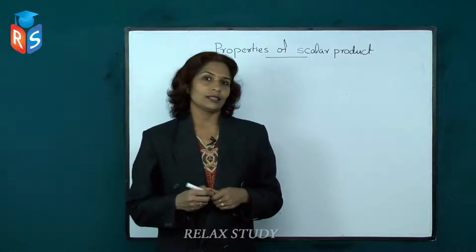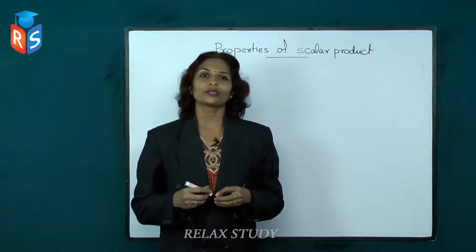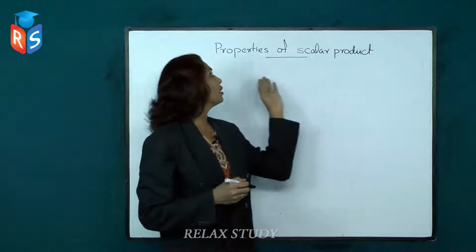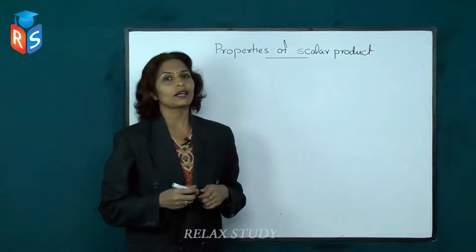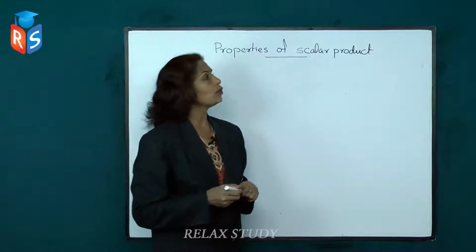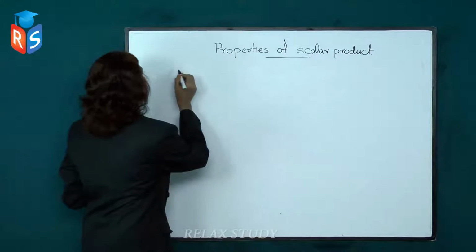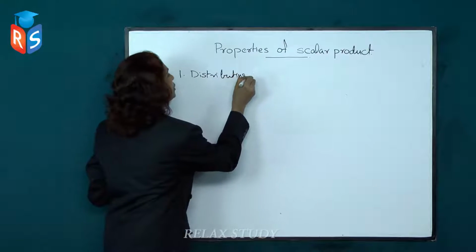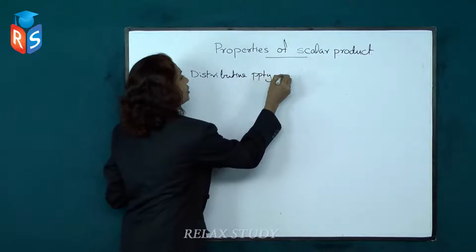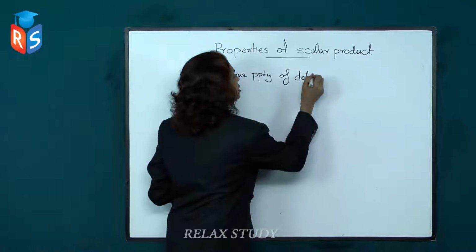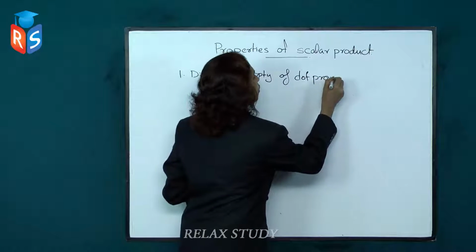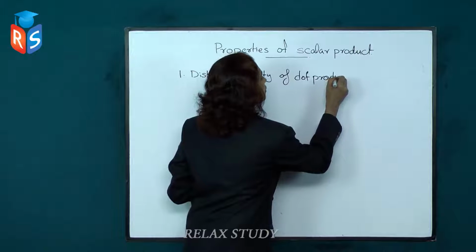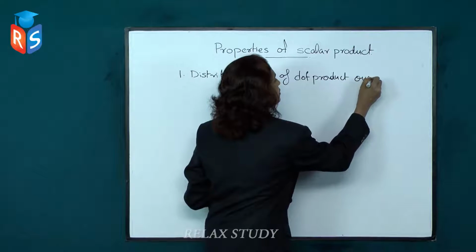Next, let us see the properties of dot product of two vectors, that is properties of scalar multiplication. Now, first property, it is the distributive property of dot product. Distributive property of dot product over addition.